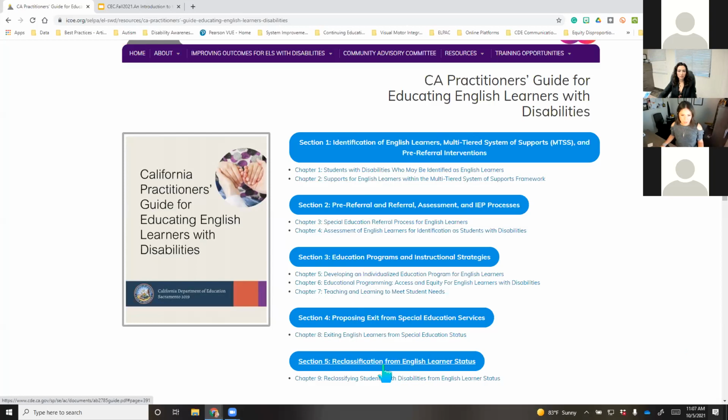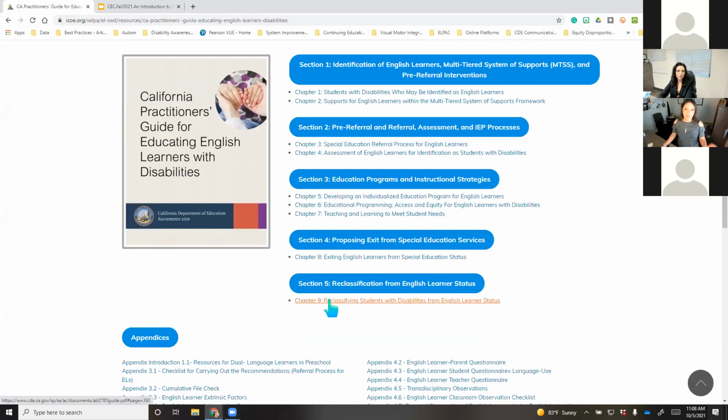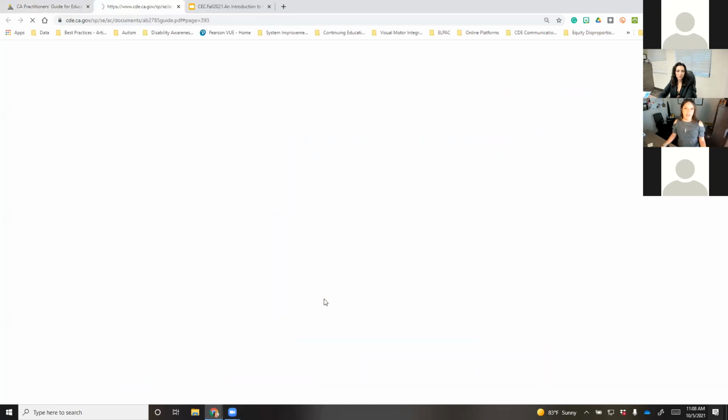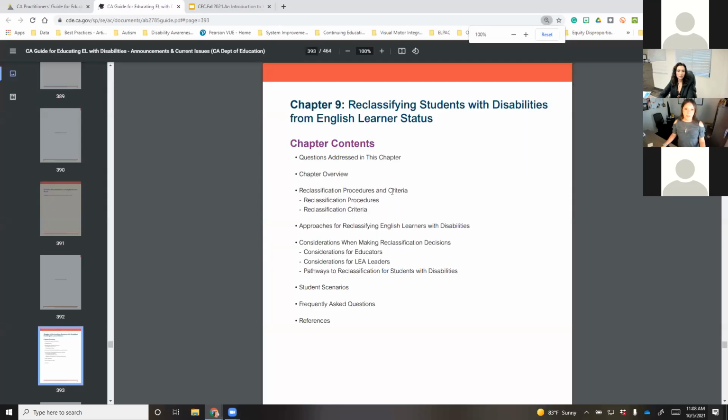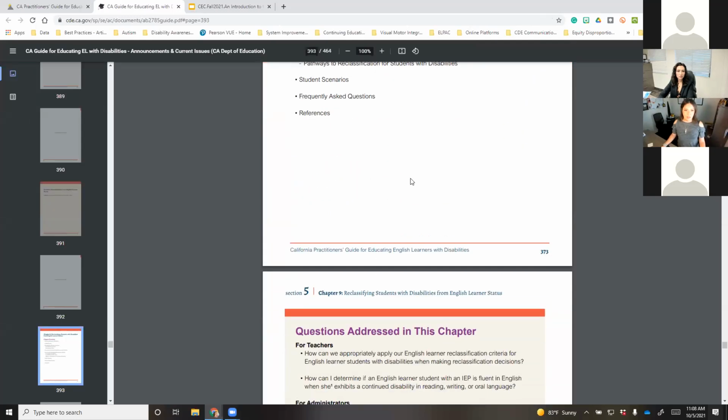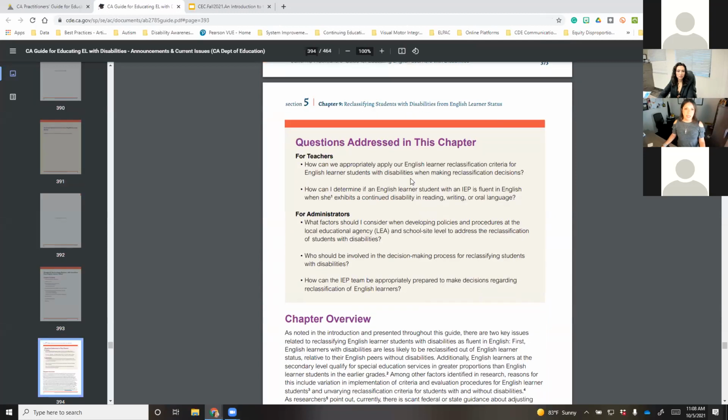Reclassification is in section 5. There's only one chapter, chapter 9. Let me click on chapter 9 and go specifically to the area that I'm interested in learning more about, or where I might have some need to receive further clarification and/or information. What we've done here is we've linked it directly to the page, so you don't have to scan through the entire document. If I want to go to chapter 9, I click on chapter 9 and it will bookmark me straight to chapter 9. I don't have to dig, I don't have to scroll, it takes me directly to where I need to go.